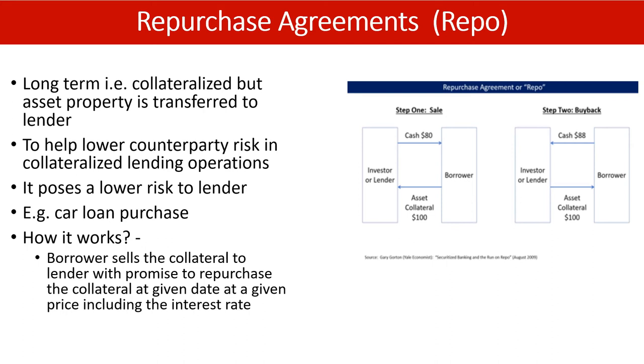And what happens is that the future repurchase price would include some interest. As a consequence, it's 100. So there is a transfer of cash from the lender to the borrower at the beginning of the repo, that is $80 here, and a matching transfer of cash at the end of the repo life, right? So this is about repo instruments and how they work.